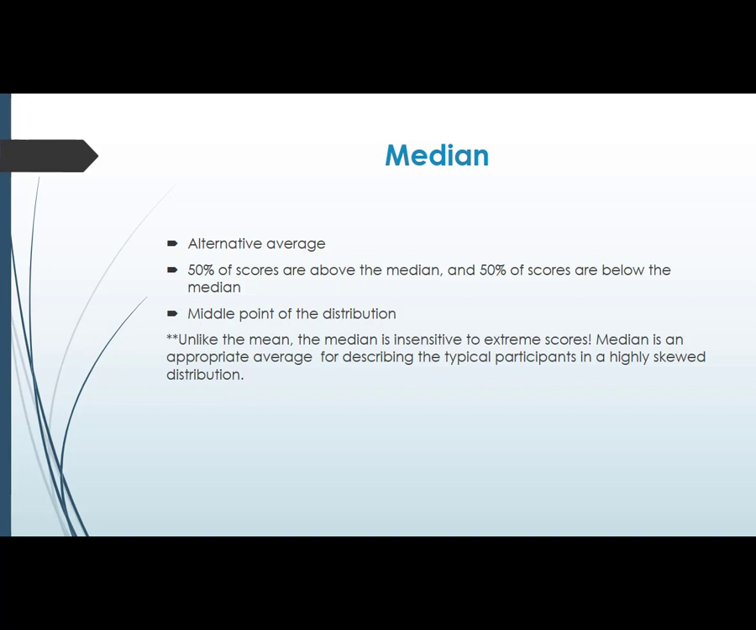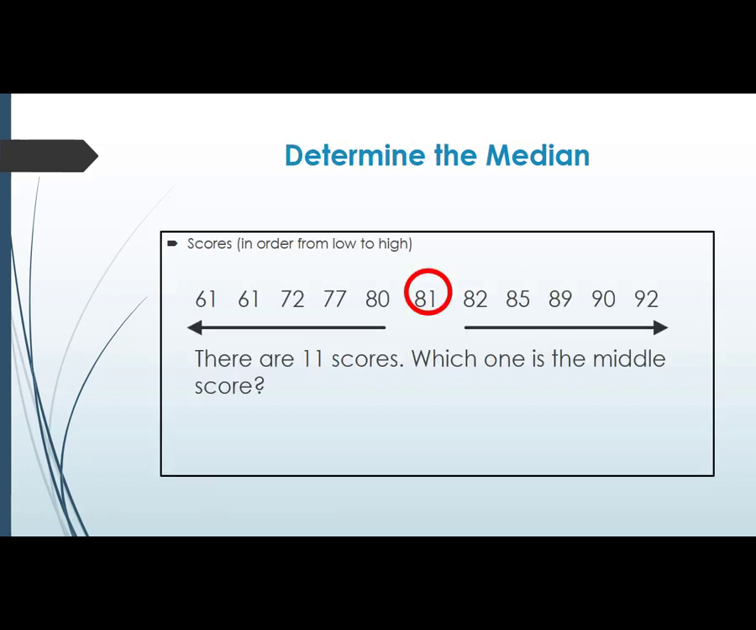Okay? So you want to use a median when describing scores or participation in a highly skewed distribution. So when you have those extreme scores, you really want to use median. Let's look at how you determine it.